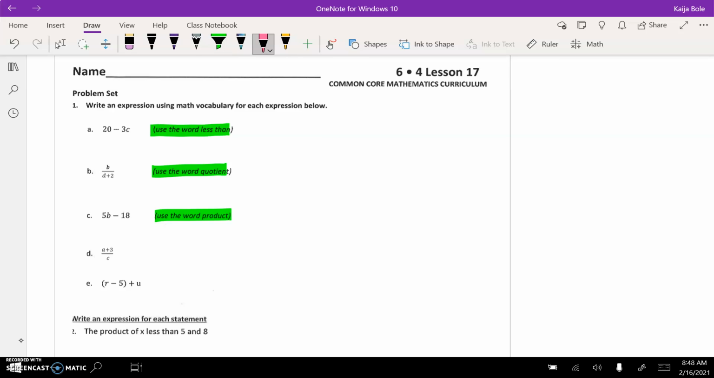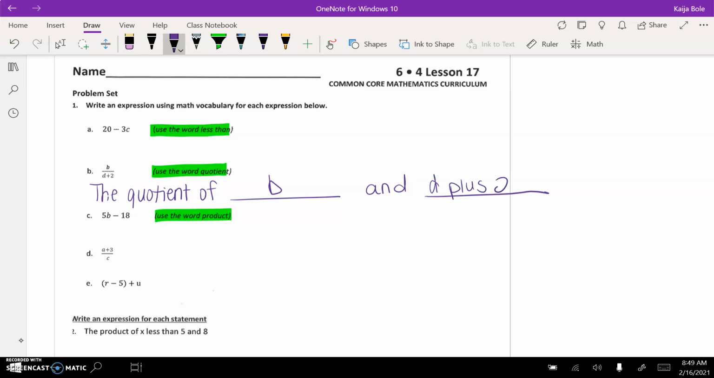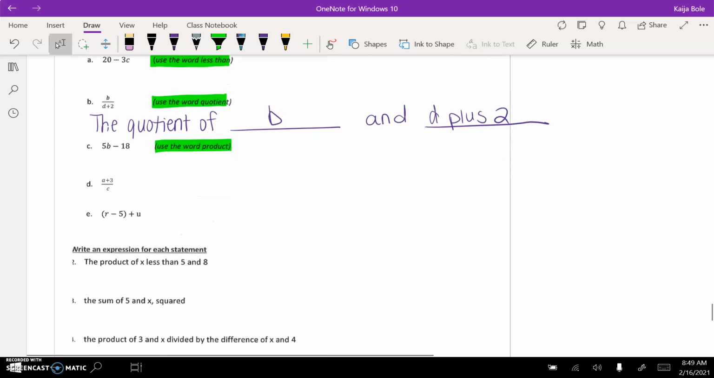So remember, for something like part B here, when they want us to use quotient, that's one of those sentence starters. So the quotient of, and then something and something. So here it would be the quotient of B, and then you can write this in many ways. You could say D plus 2, the sum of D and 2, any of those things. Now in D and E, they don't give you any words that you must use, so it's your choice.